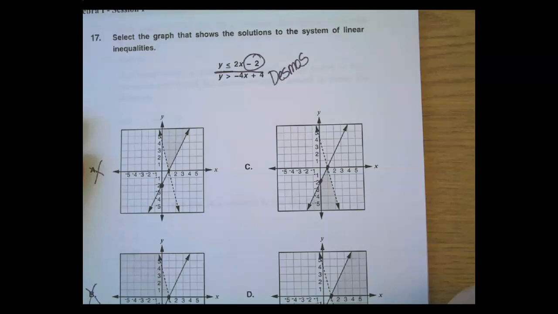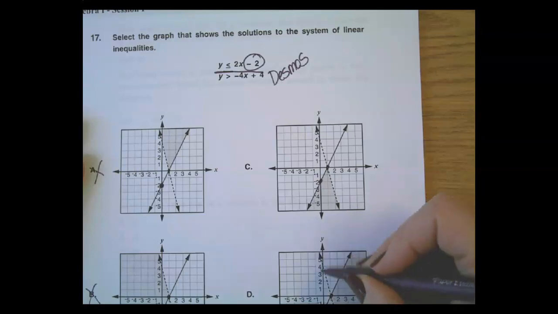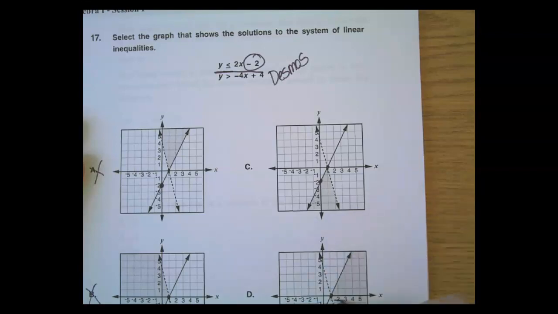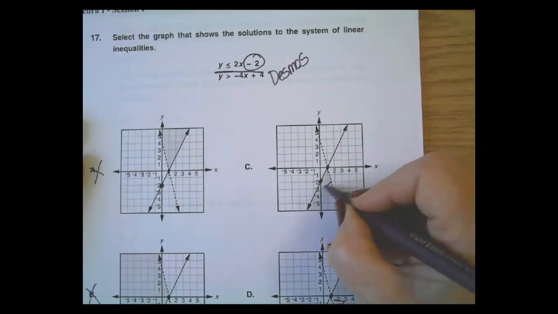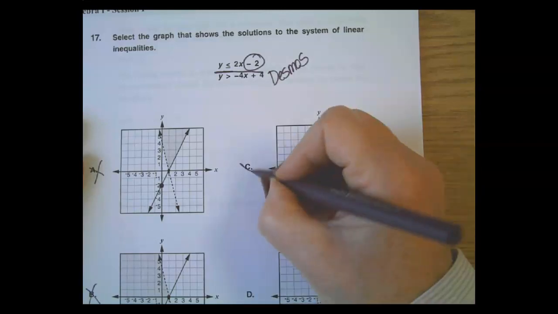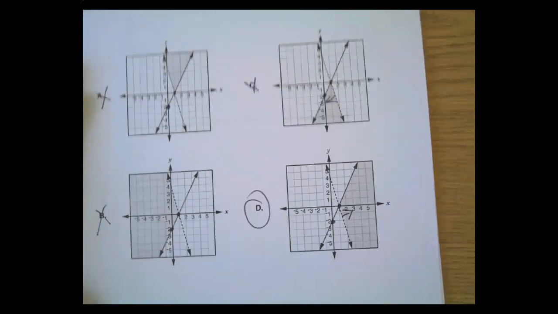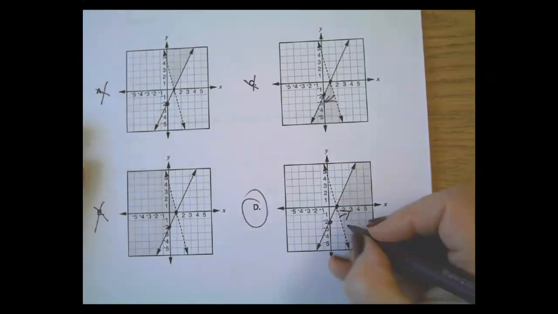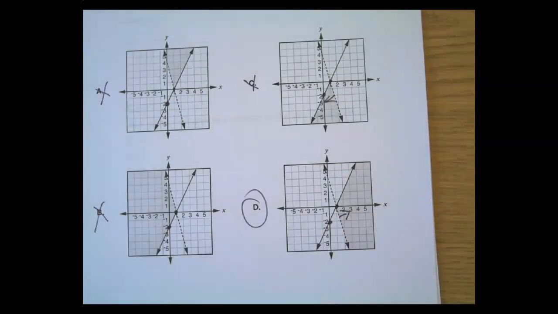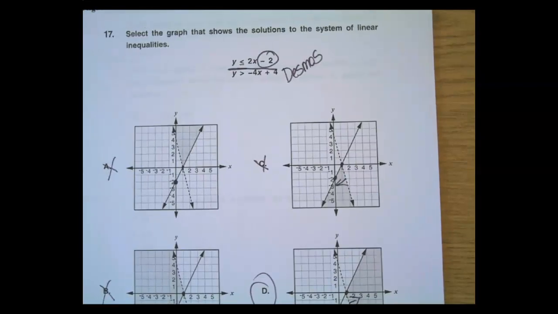The other one says above the line. So if I'm looking at the dotted line, it's got to be on this side. This one is this side. So this is incorrect. It has to be D. Okay, above the line. Again, use your Desmos for heaven's sakes on that.